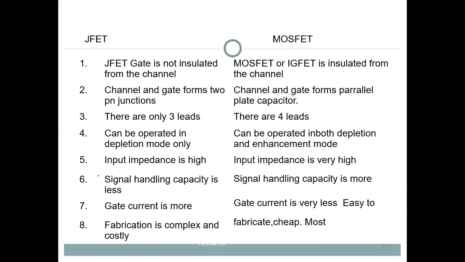Okay, let's conclude with the JFET and MOSFET differentiation. In JFET the gate is not insulated from the channel, but in MOSFET it is isolated from the channel. Channel and gate form a PN junction in JFET. Channel and gate form a parallel plate capacitor in MOSFET. JFET has three leads, MOSFET has four leads. Input impedance is high in the JFET, and very high in the MOSFET. Gate current is more in JFET, while in MOSFET gate current is very less, and it is easy to fabricate on a chip.